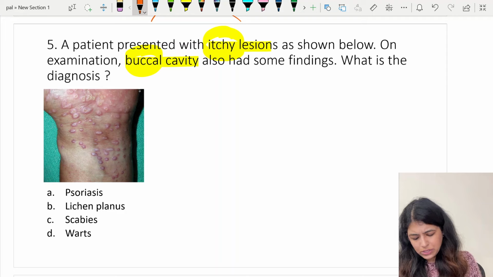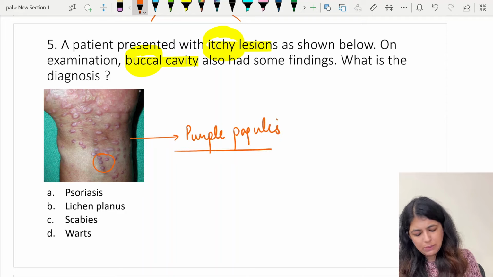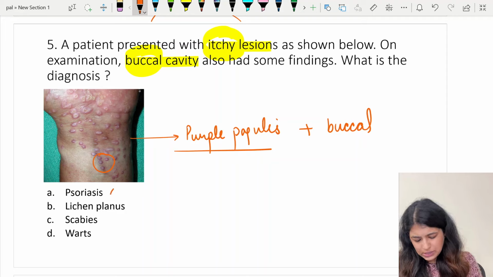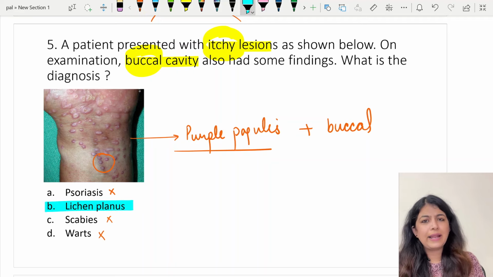When you look at the image, you see a very beautiful color. What is this color? Purple. So you see these purple papules. So when you see purple papules plus oral cavity lesions, what is the diagnosis? I have just told you in which disease you see this. Psoriasis? No. Scabies would not. Scabies would give you itchy lesions, but they would not be purple in color and there will be no oral cavity involvement. So what is the correct answer here? The correct answer here is lichen planus.